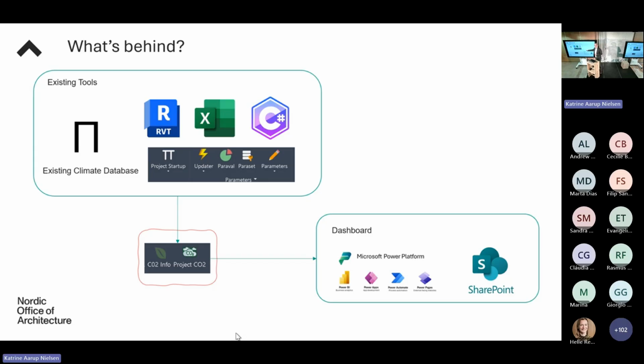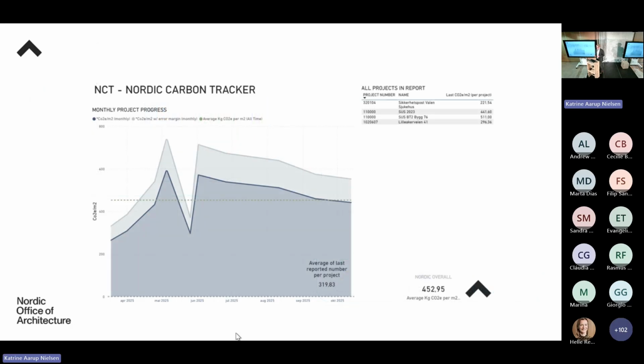And this is what's happening behind the scene, where we're using Microsoft Power Platform and SharePoint to get this data out to this graph, which shows the average. So this is what we're showing the clients and our employees on our webpage.